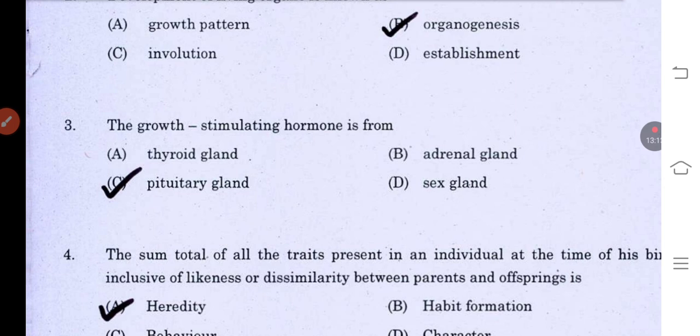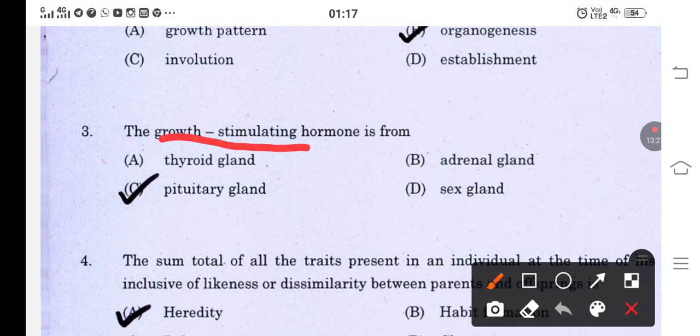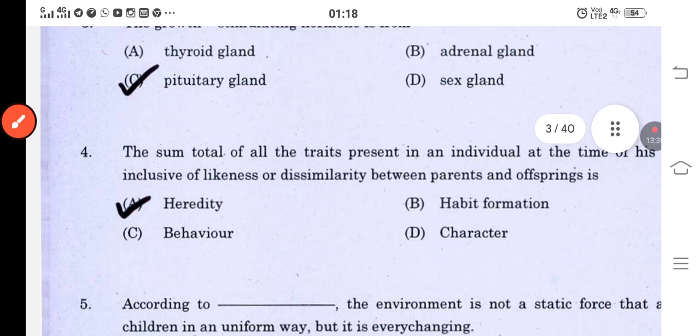It is a pea-size gland which is present at the base of the brain, in the hypothalamus. So the question over here is that the growth stimulating hormone is secreted by the pituitary gland. Next, moving on to the next question.